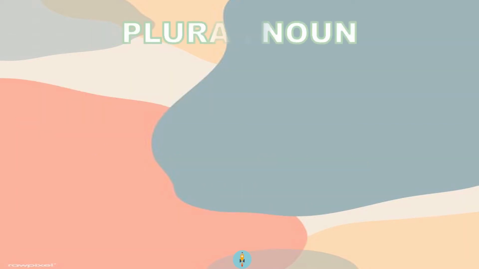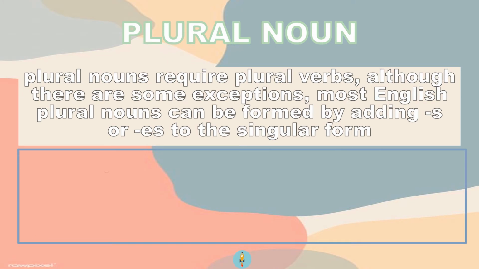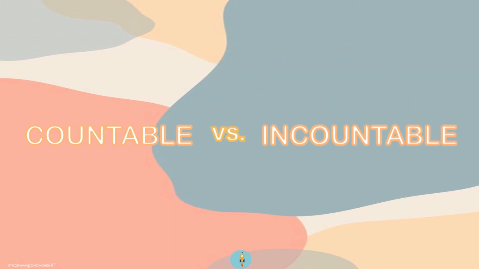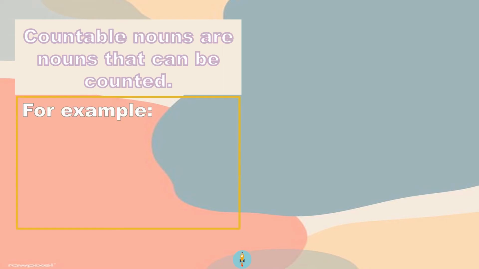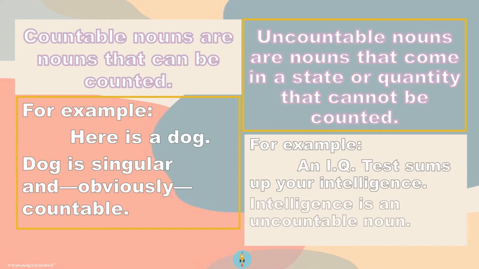Plural nouns. Unlike collective nouns, plural nouns require plural verbs. Although there are some exceptions, most English plural nouns can be formed by adding s or es to the singular form. Now let's go to countable nouns versus uncountable nouns. Countable nouns are nouns that can be counted. Uncountable nouns are nouns that come in a state or quantity that cannot be counted.